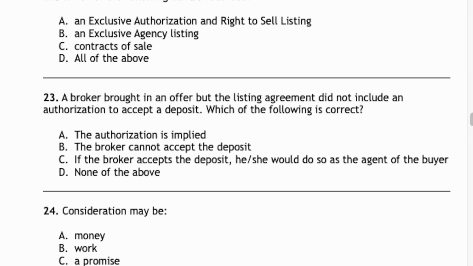A broker brought in an offer, but the listing agreement did not include an authorization to accept the deposit. The answer is C. If the broker does accept the deposit, he or she would do so as the agent of the buyer. If the scope of authority of a real estate broker is limited to just producing a buyer, the broker does not have the authority to collect a deposit on behalf of the seller. When an agent does collect a deposit in this case, the agent is acting as an agent for the buyer, which is the offerer for that transaction.